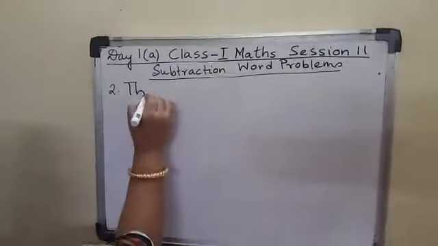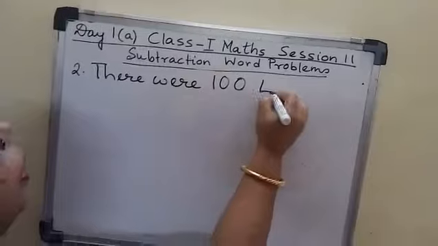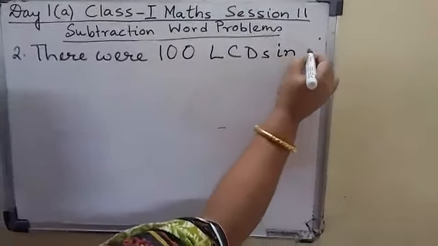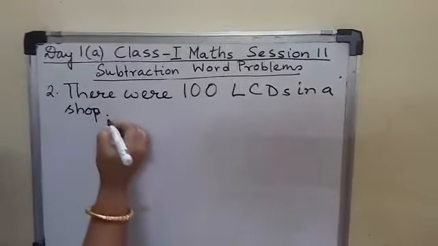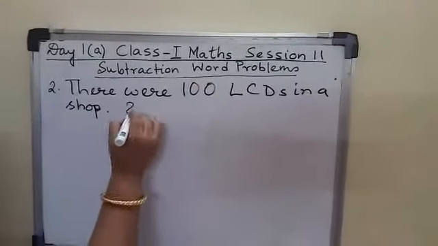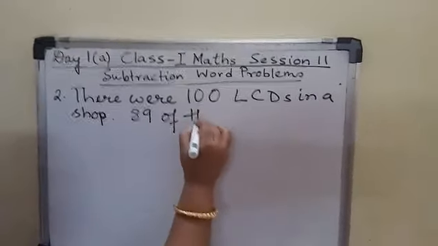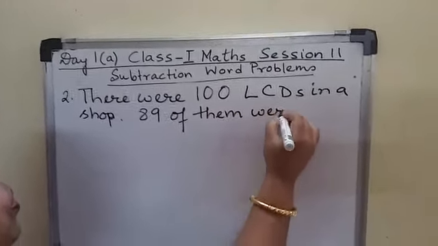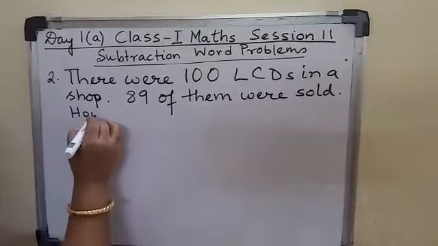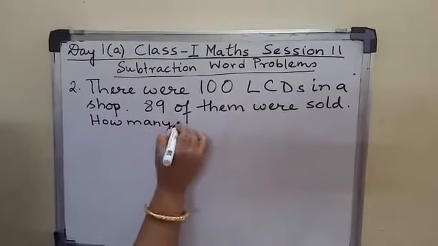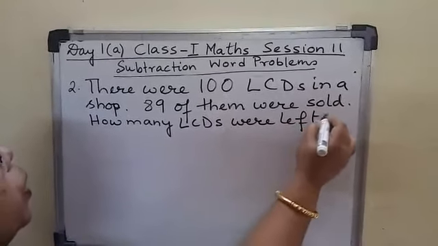There were 100 LCDs in a shop. 89 of them were sold. How many LCDs were left? Here also, what do I do?